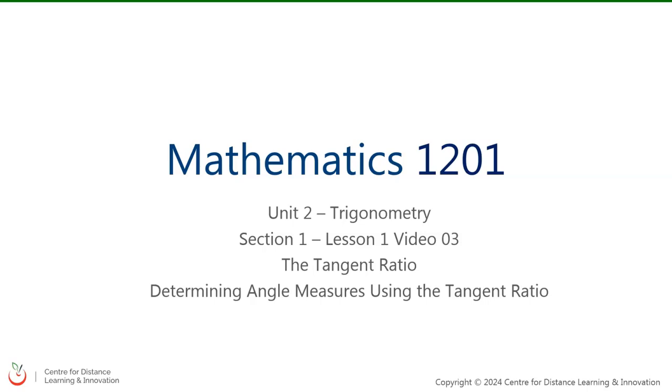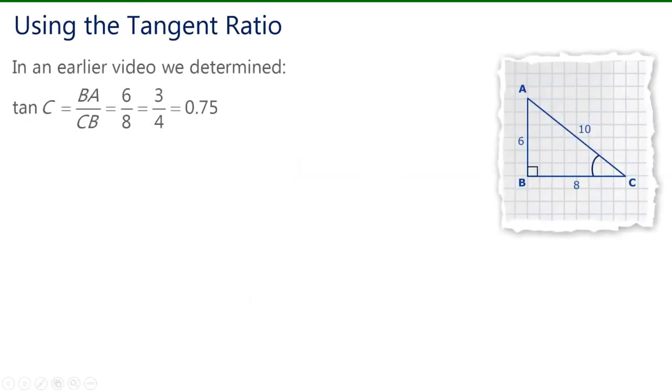In this video, we will be determining angle measures using the tangent ratio. In an earlier video, we determined that the tan of C was the ratio BA over CB, which according to the diagram is 6 over 8, which can be simplified to 3 over 4, or 0.75.